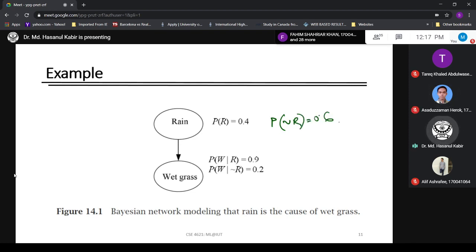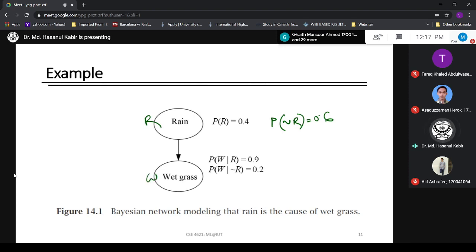Okay. So in this graphical model, we can say there's another random variable, which is the grass, the status of the grass being wet or not. This W means basically it's wet. So we have two random variables here. One is the rain status, another is the grass status, so whether it is wet or not.